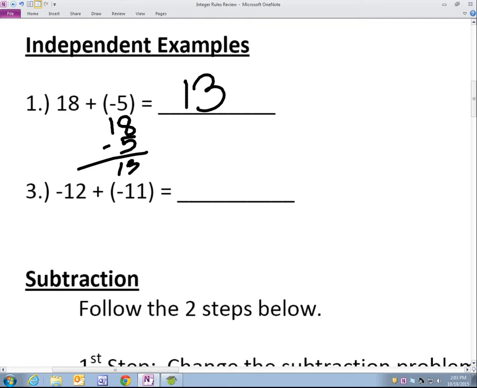We have negative 12 plus negative 11. Since those are both the same sign, Garrett?